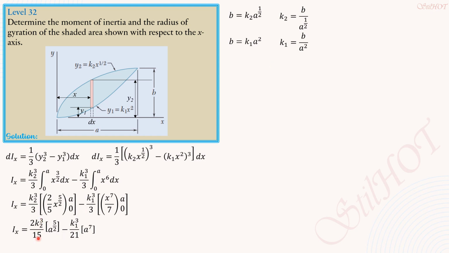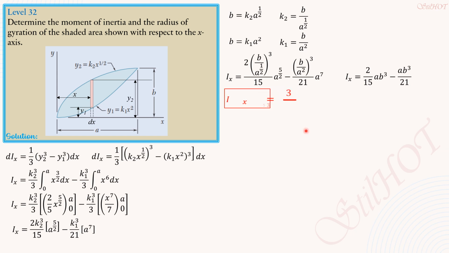And substitute into this equation and simplify. So Ix equals 2 b over a to the 1/2 cube over 15, then a to the 5 halves, minus b over a squared cube over 21 a to the 7. If we simplify, this is 2 over 15 a b cube, then minus 1 over 21 a b cube. Using the calculator, simplifying, Ix is 3 over 35 a b cube.